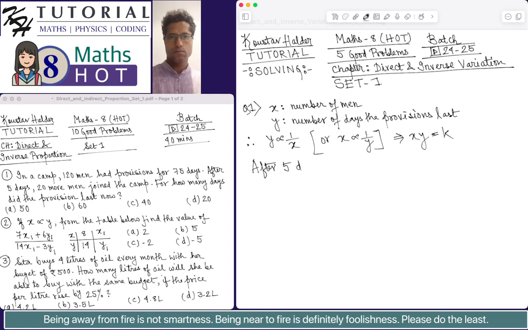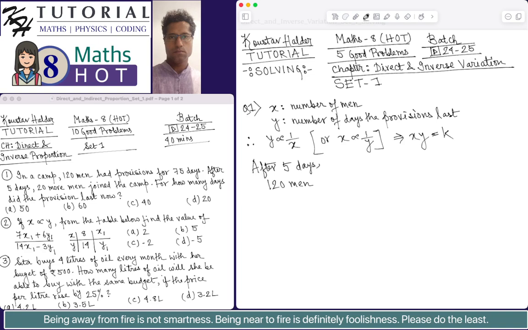After 5 days, the scenario is that the number of men is the same, that is 120 men, but in 5 days definitely these 120 men have consumed some amount of food. So the amount of food has been consumed in 5 days. So whatever food is left, that food should last for another 75 minus 5 days, that is 70 days.